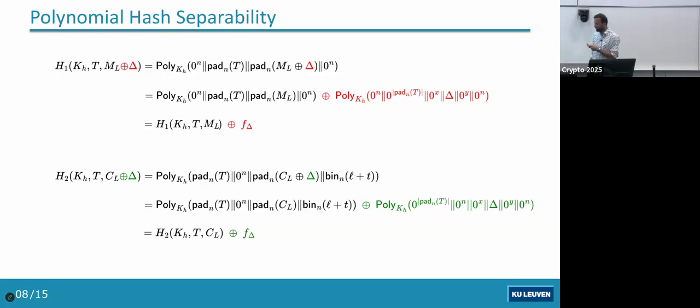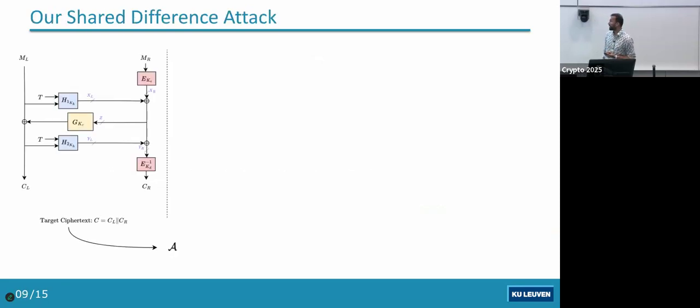Two key things to notice here: first, H1 and H2 are separable, and second, that after separation they get the same F delta separated. These are the two things we're going to exploit in the attack. We are now ready to describe the attack. So let's have a look at the attack.